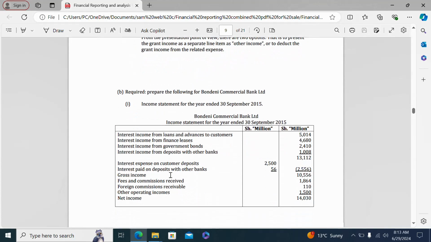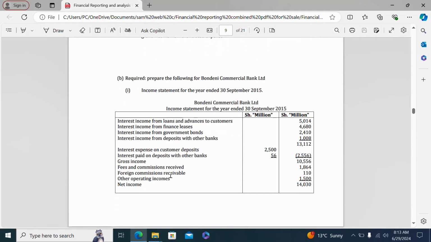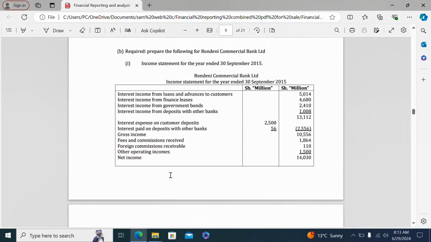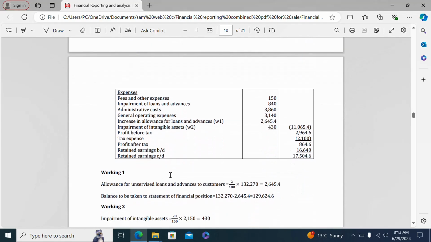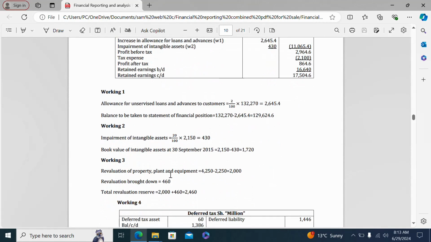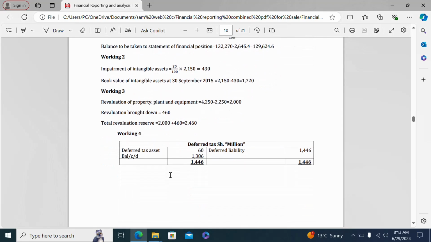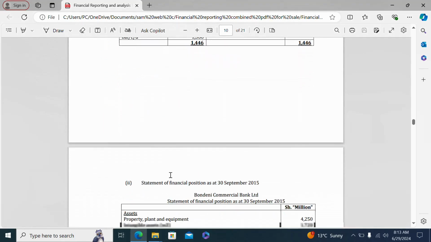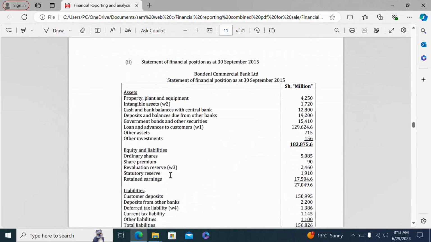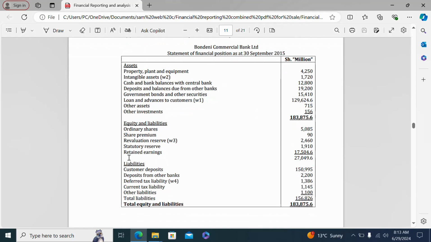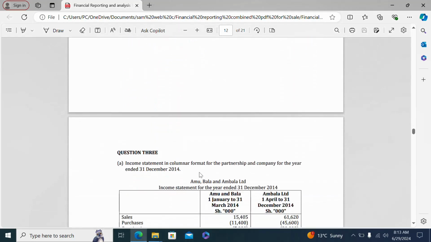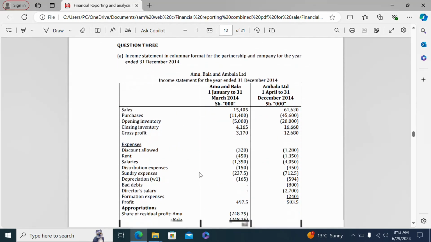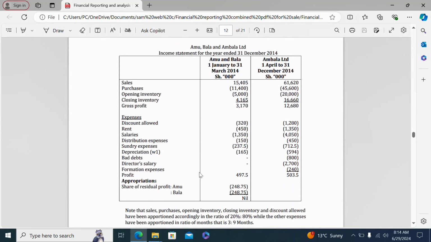Then Part B, we have the income statement for Bodeni Commercial Bank. So this is the income statement, and then we have the workings for that income statement. And then the statement of financial position of Bodeni Commercial Bank. We continue to the next question, which is question 3 on the partnership, Amubala and Ambala Limited.